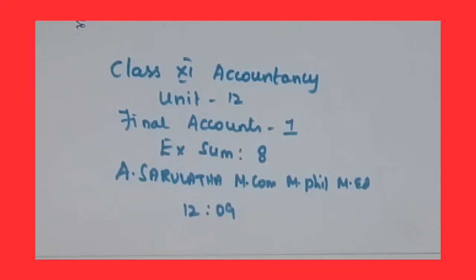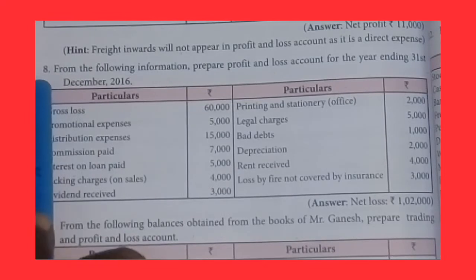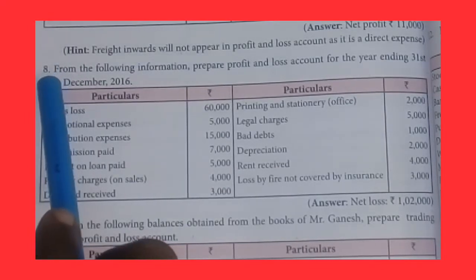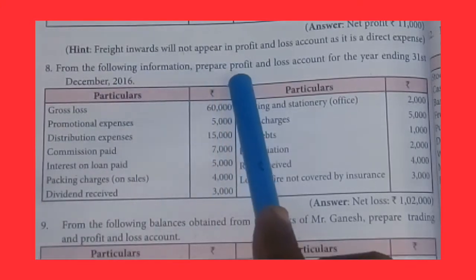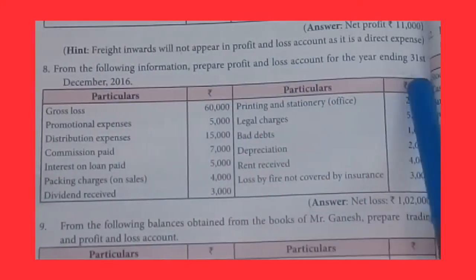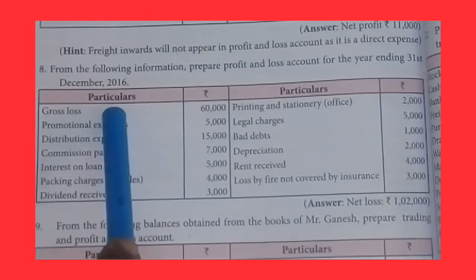Class 11 Accountancy, Final Accounts போயிட்டிருக்கு. இதில் Profit and Loss Account related ஆன sums பார்க்குறோம். அதில் exercise sum number 8 இந்த மாடியூலில் பார்க்க போகிறோம். This is a sum given in our textbook regarding the Final Accounts, exercise sum number 8. From the following information, prepare Profit and Loss Account for the year ended 31st December 2016.